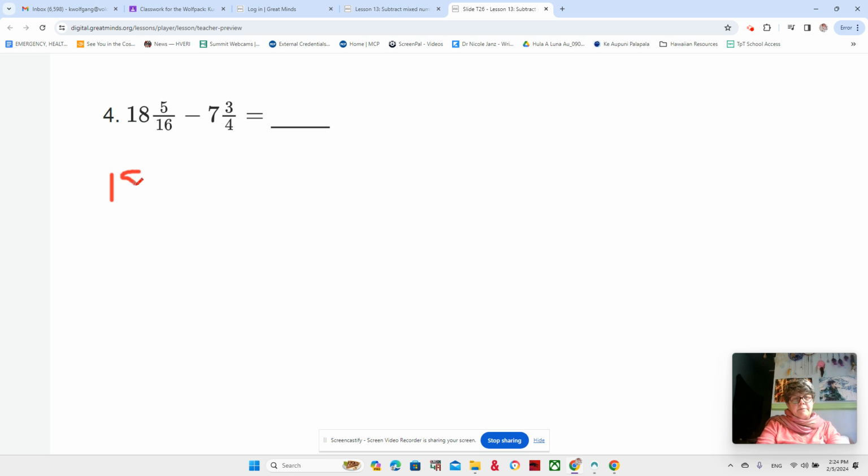So 18 and 5/16 minus 7. Okay, and using the frame. Some people like to do this in their brain, but they're making a lot of mistakes. So I highly, highly recommend that you just take a minute, not even a minute, a few seconds to write it down. Make sure that you got it correct.